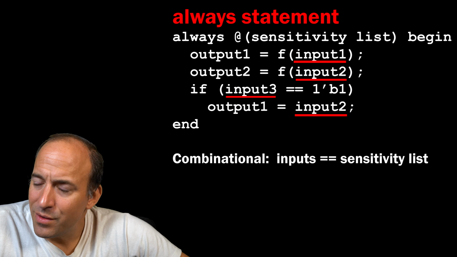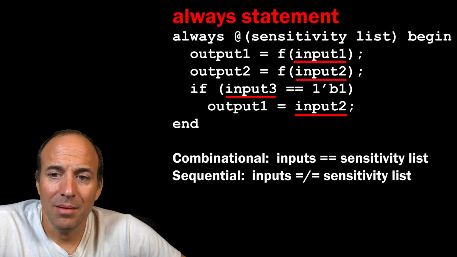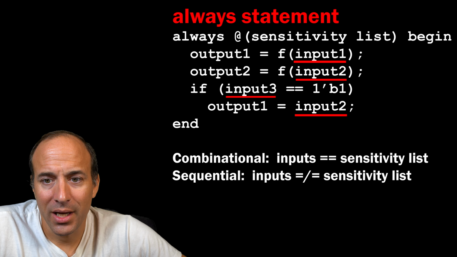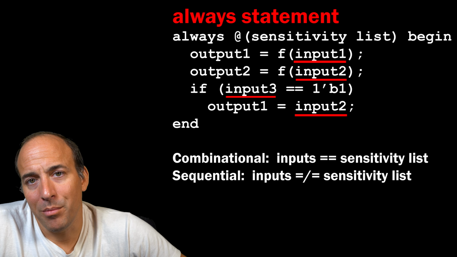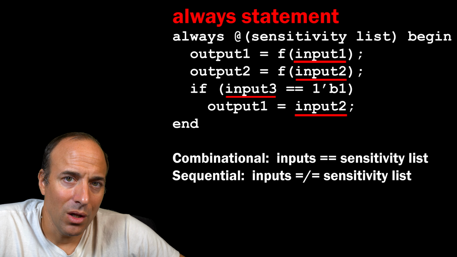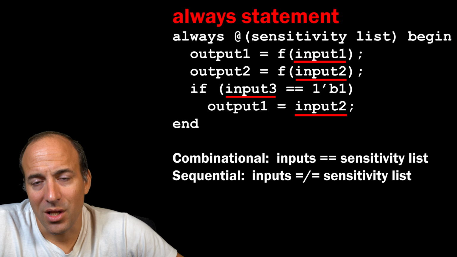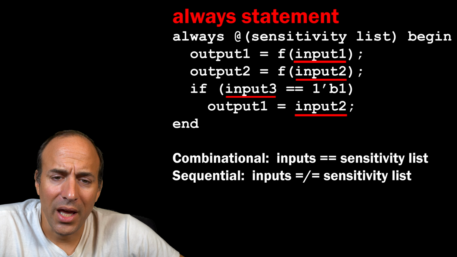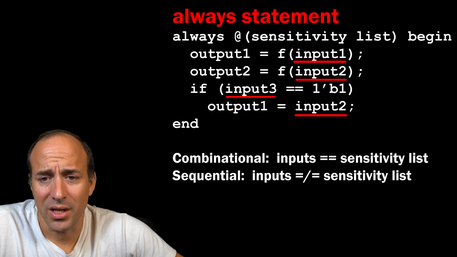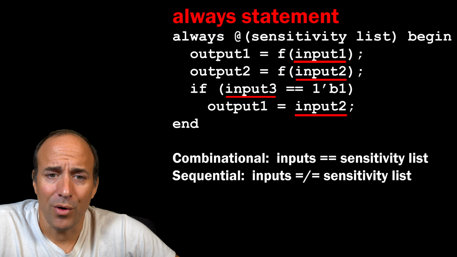However, the activation signals and the input signals can also be different, meaning that an input signal can change without activating the always block. For example, you might remember from CSCE 211 that a D flip-flop will ignore changes to its D input until there's a change in the clock input. And having a different set of activation signals versus input signals is how SystemVerilog defines sequential logic and memory.